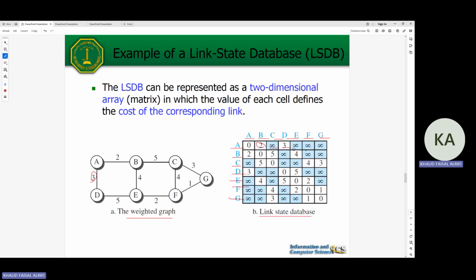Okay, you will put infinity, and same for every one of them. You will see the B, it has direct connections to C and E and A, so you will have 4 values. Then the rest will be infinity and so on. So this is the link state database. You will make it like this, and you can see that this line is zeros. All right.